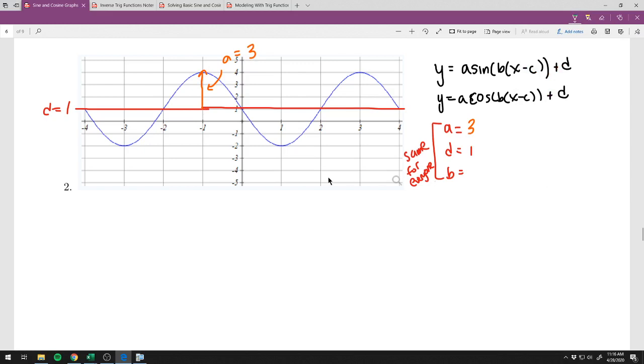And period, I'm going to do the same thing as last time, peak to peak, because B is 2 pi over the period. And somehow we have graphs with the same exact period as last time, but that doesn't really matter. We go from negative 1 to 3, which is 4. All right, but the period is 4. We plug that in, we get b is pi over 2.